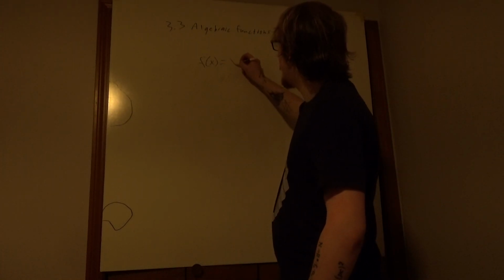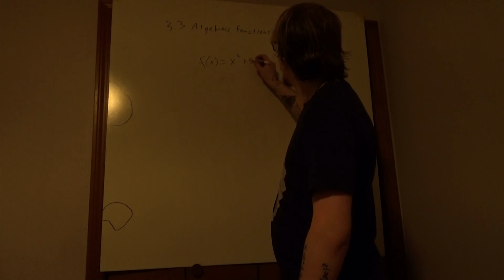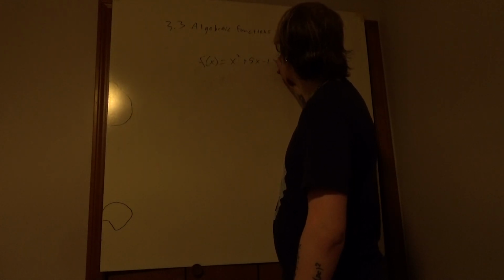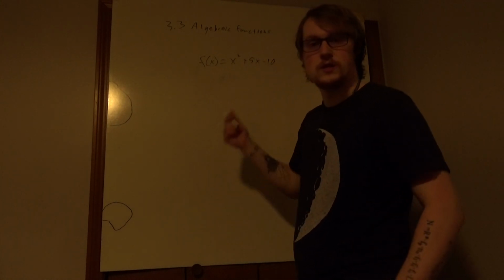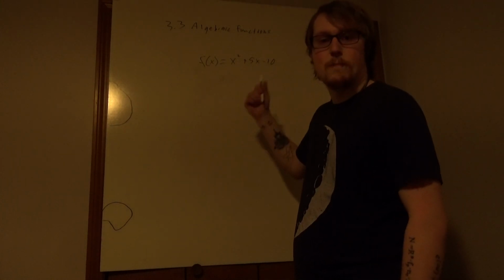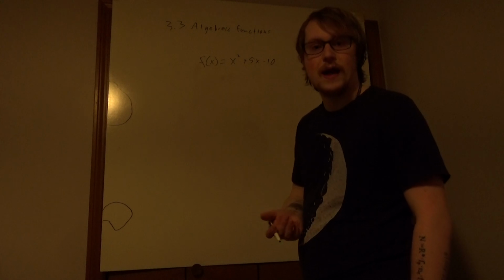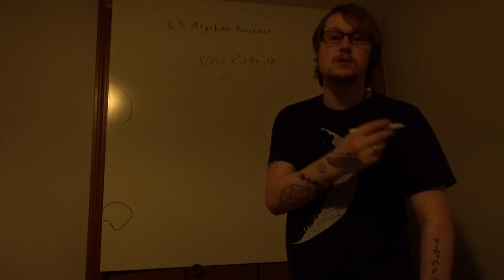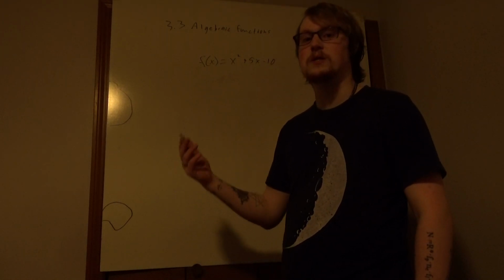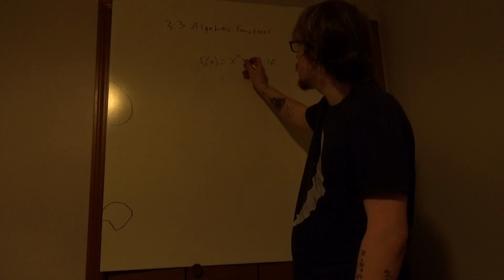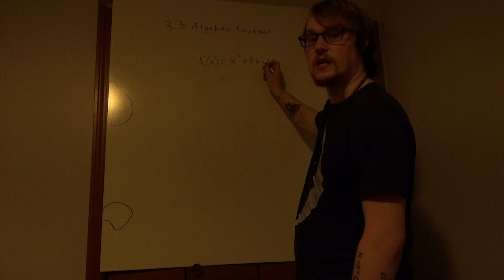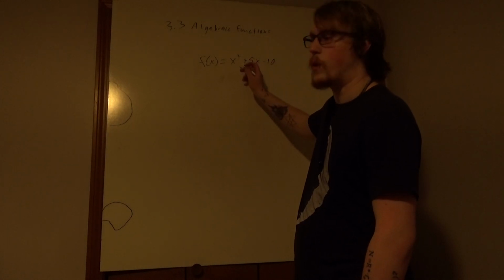Instead, what if we had something like a quadratic? My 2 kind of looks squiggly, but this is x squared plus 5x minus 10. This is a quadratic, which, just as linear means degree 1, quadratic means degree 2. So our highest x exponent is a 2. We do have an x to the first, but it's not the highest one. The highest one is x squared.